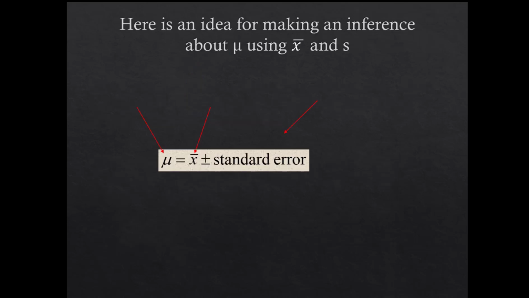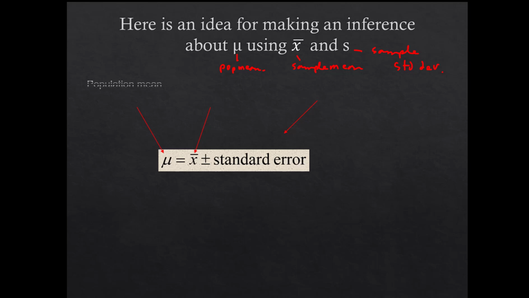So here's an idea for making an inference about the population mean using the sample mean and sample standard deviation. These terms, or these symbols, are important. Sample standard deviation.